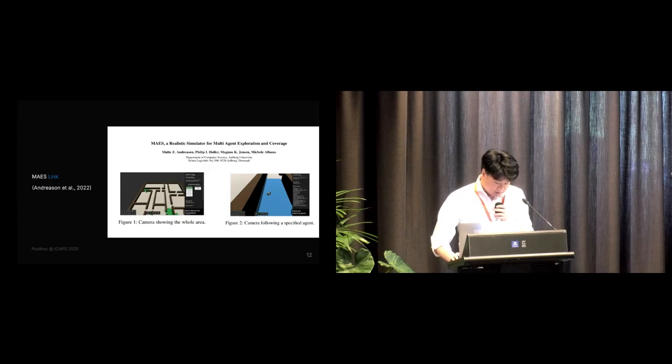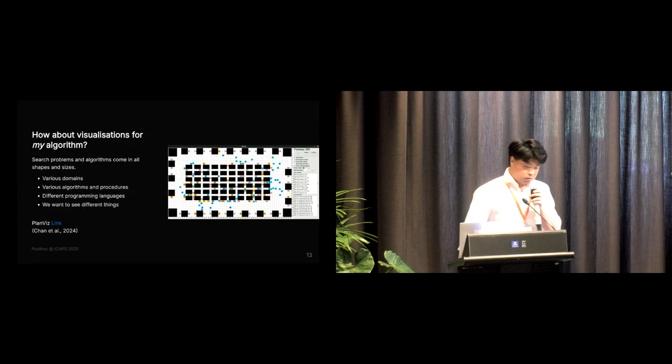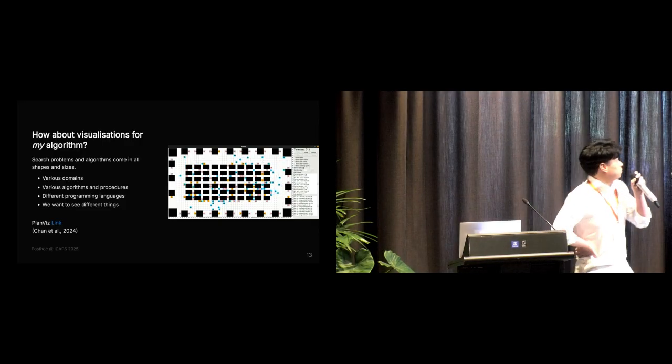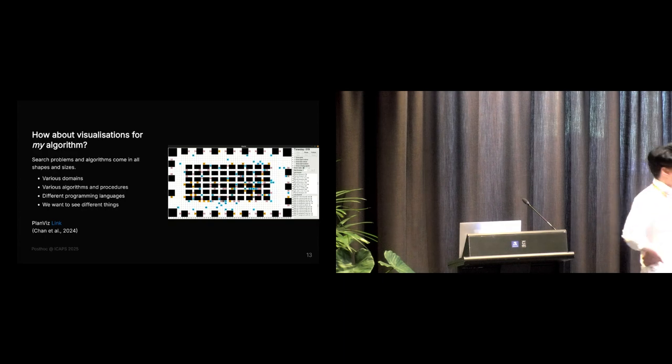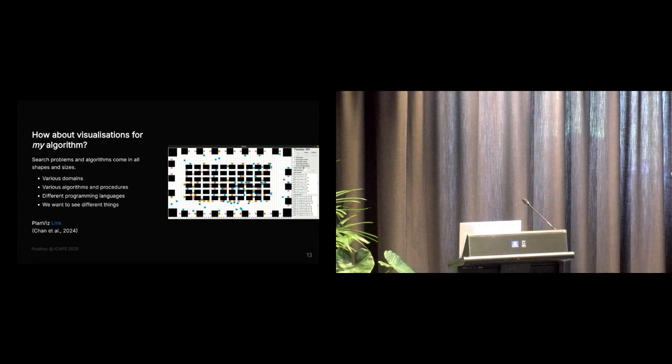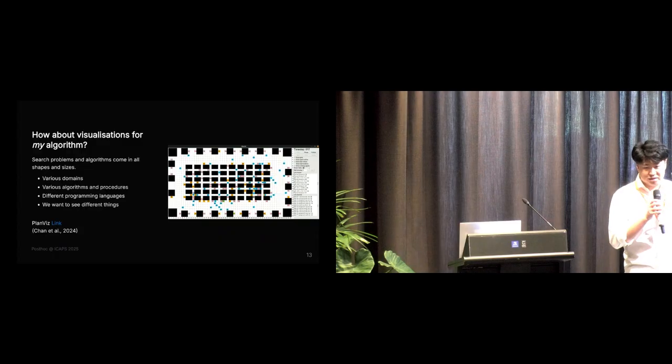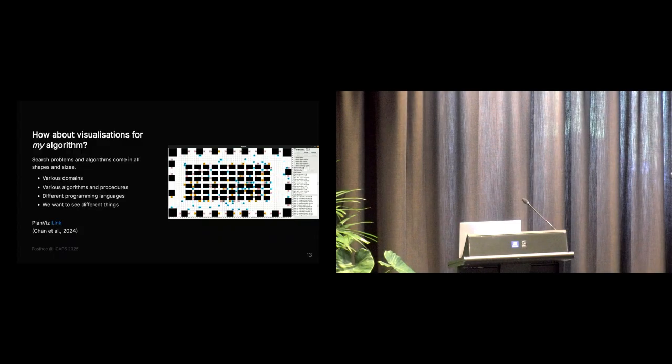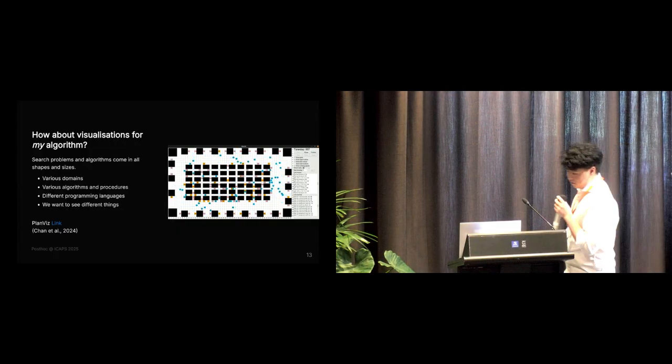But let's turn our attention to the case of what if we want to use visualization for myself? When there is something out there, like this one for multi-agent path planning, great, just pick it up and use it. But oftentimes, there isn't something off the shelf that's available to us. These problems come in all shapes and sizes, right? Different domains, different algorithms, different procedures. We work in different languages. And sometimes you just want to see different things, right? So it's no wonder that oftentimes we don't have something off the shelf to use.